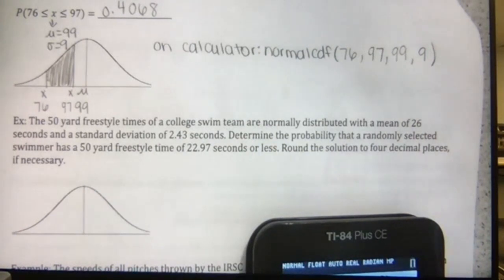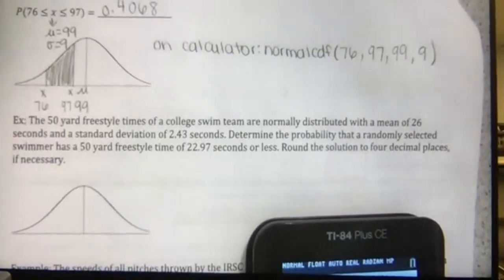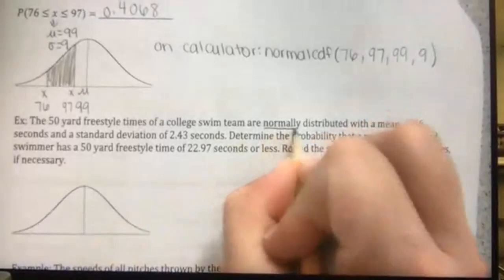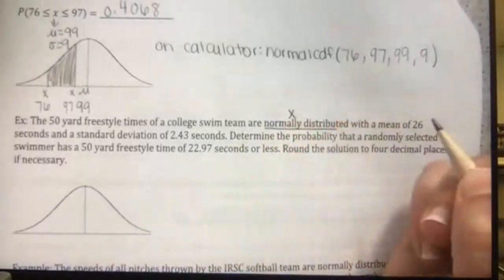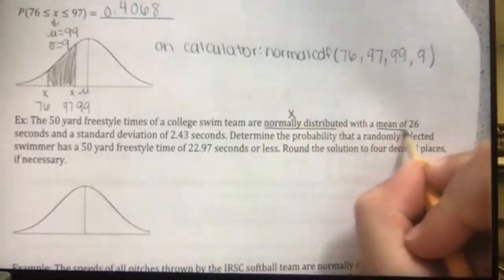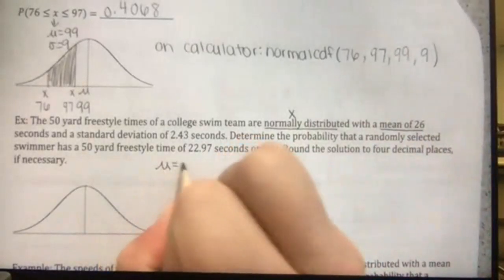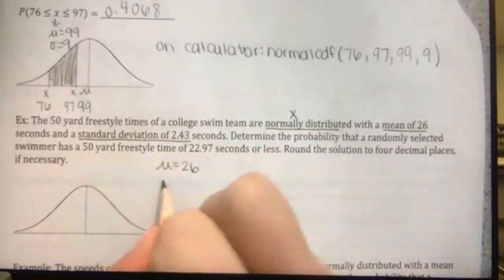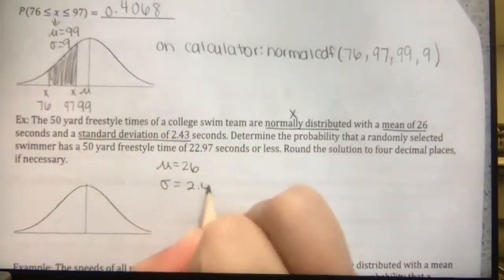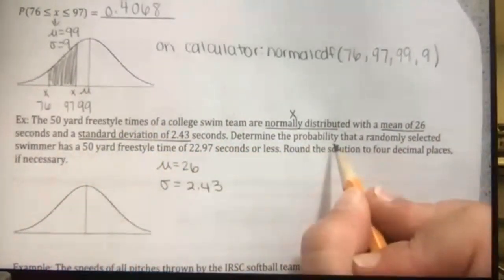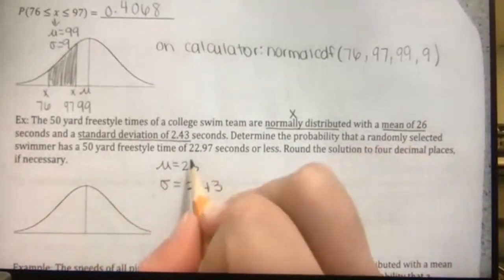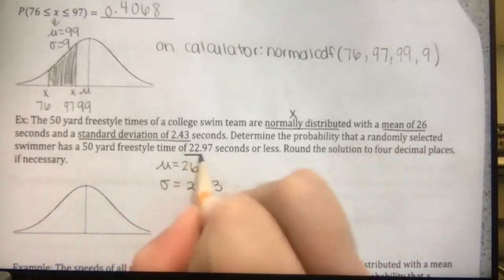It says the 50-yard freestyle times of a college swim team are normally distributed with a mean of 26. So notice it says normal, not standard normal. So that's going to give us X values. Our mean of 26, so I'm going to go ahead and write that down, mean of 26. And the standard deviation of 2.43. Determine the probability that a randomly selected swimmer has a 50-yard freestyle time of 22.97 seconds or less.